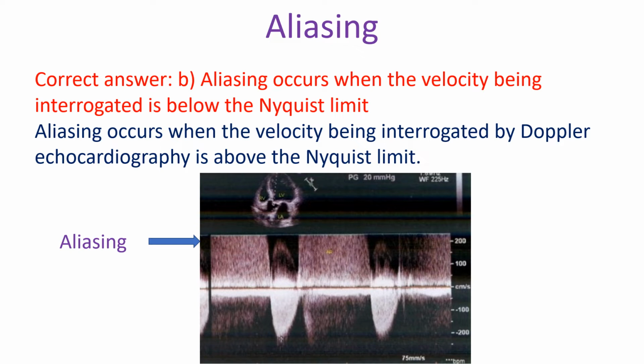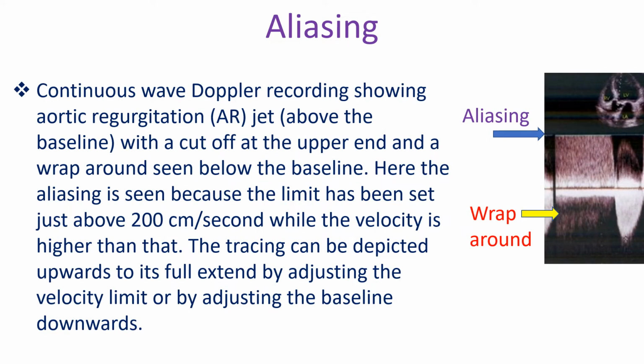Aliasing occurs when the velocity being interrogated by Doppler echocardiography is above the Nyquist limit. Continuous wave Doppler recording showing aortic regurgitation AR jet above the baseline with a cutoff at the upper end and a wraparound seen below the baseline. Here the aliasing is seen because the limit has been set just above 200 cm per second while the velocity is higher than that. The tracing can be depicted upwards to its full extent by adjusting the velocity limit or by adjusting the baseline downwards.